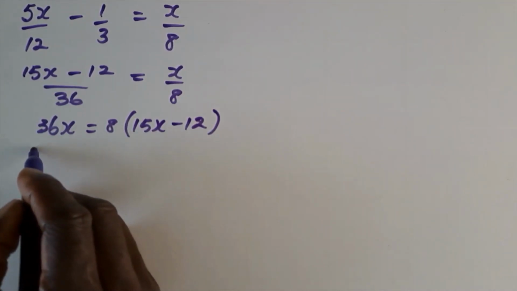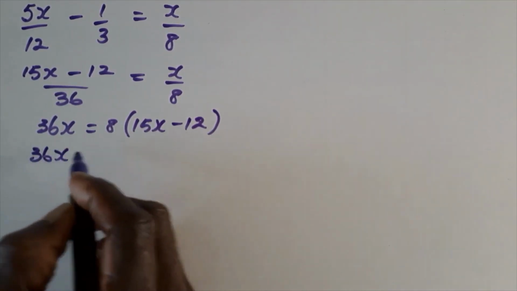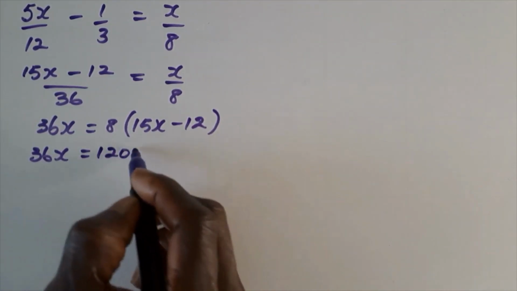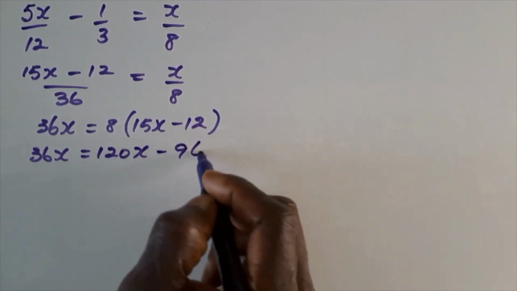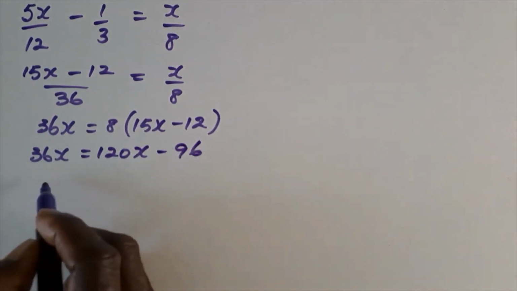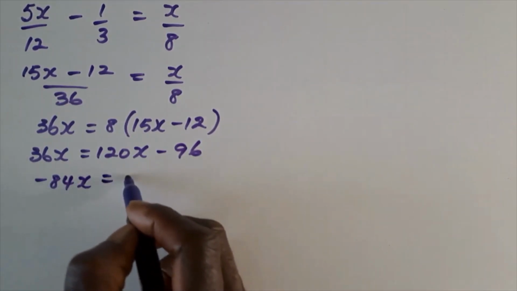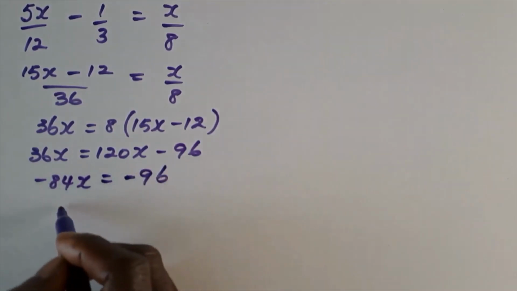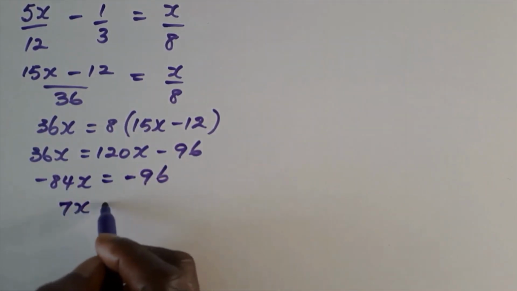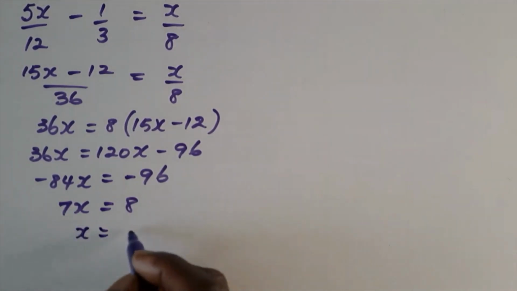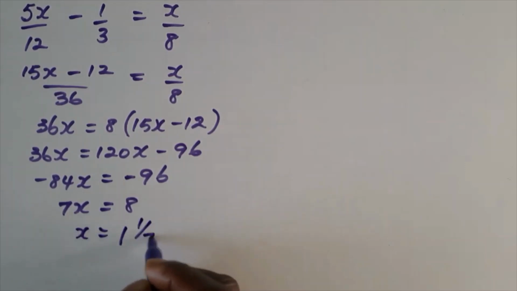This gives us 36x equals 120x minus 96, leaving us with minus 84x is equal to minus 96. Dividing by negative 12 on both the left and right hand side, 7x is equal to 8, giving us that x is equal to 1 1/7.